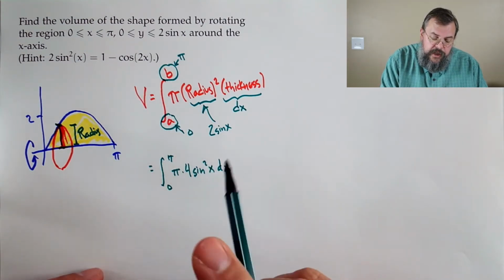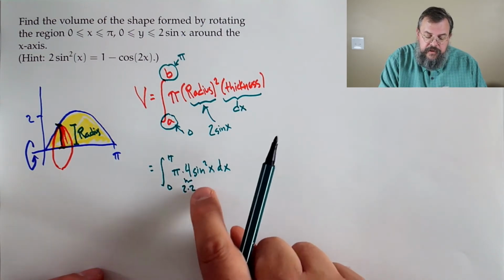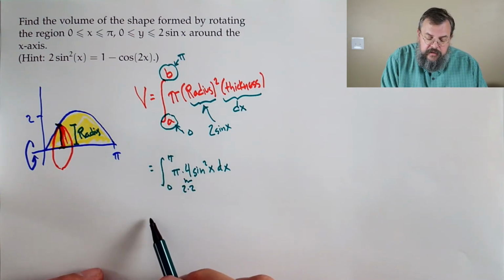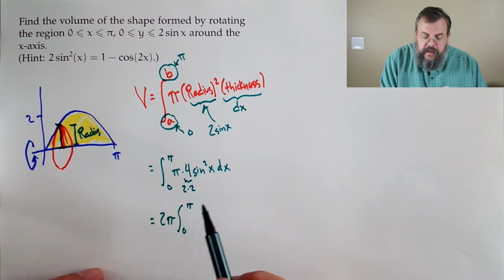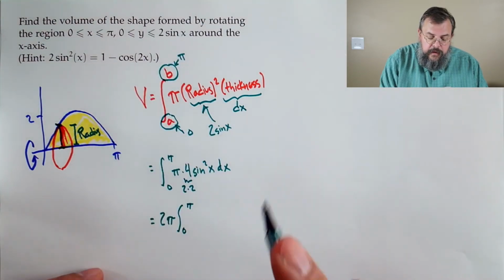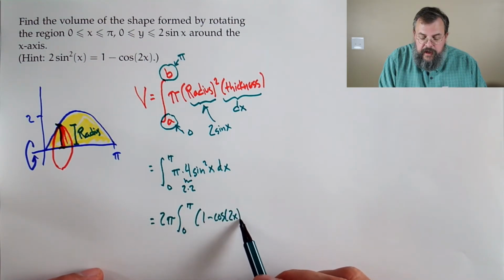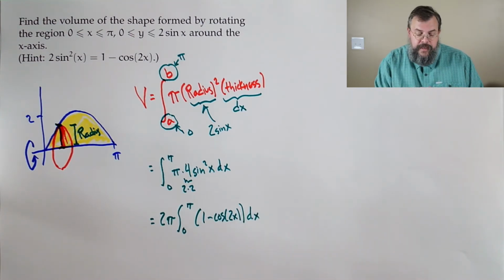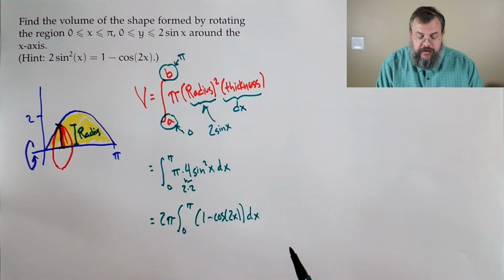So what we can do is we can really think of this 4 as 2 times 2, right? So we'll have a 2 sine squared of x and a 2 left over. The 2 and the pi, those are constants. So let's pull them out front. 2 pi, integral 0 to pi. Then the 2 sine squared of x will become 1 minus cosine 2x. And there we go. All right. Now, we're ready to integrate because we have pieces which are reasonable for us to integrate.